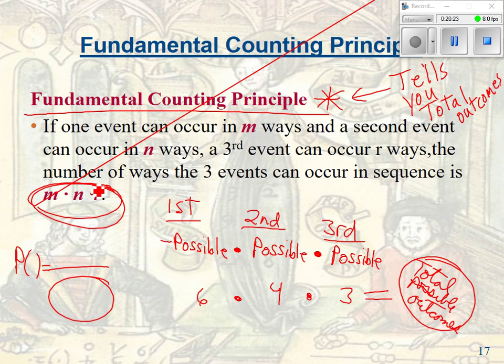If one event can occur in M ways, so there's M possible outcomes for that first event, the second event can occur in N ways, and the third event can occur in R ways, all we do is take M times N times R, and that's going to give us how many total possible outcomes there are.